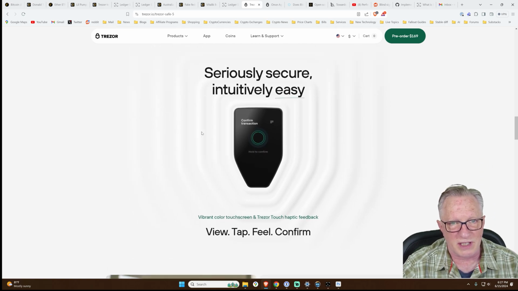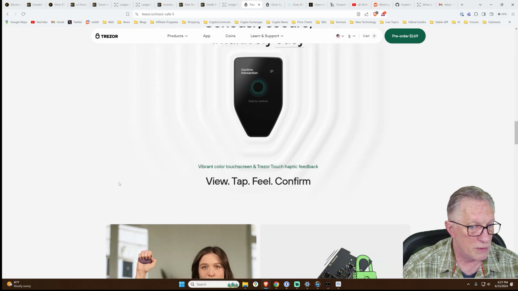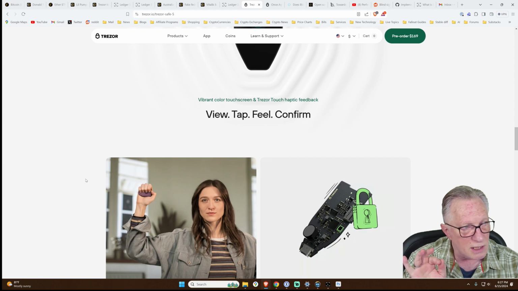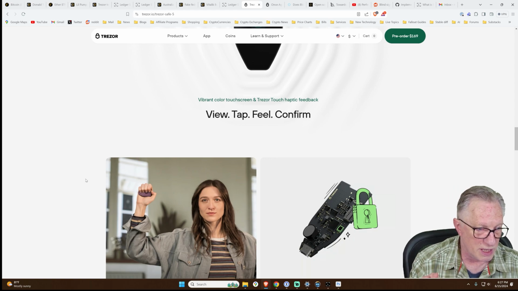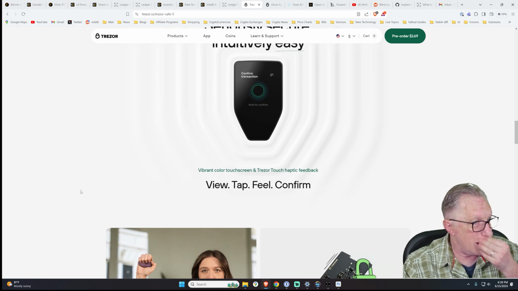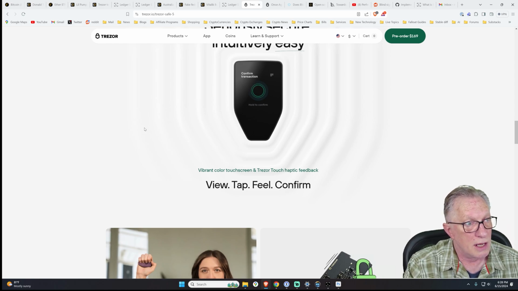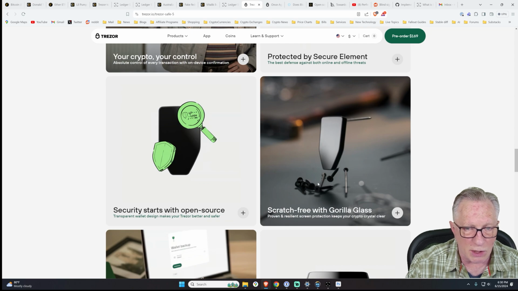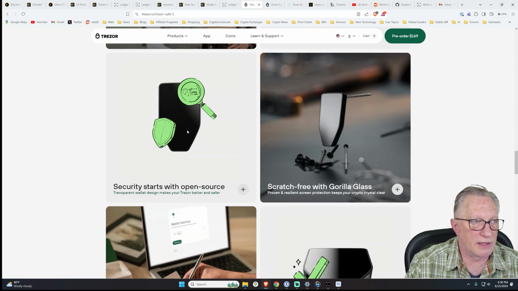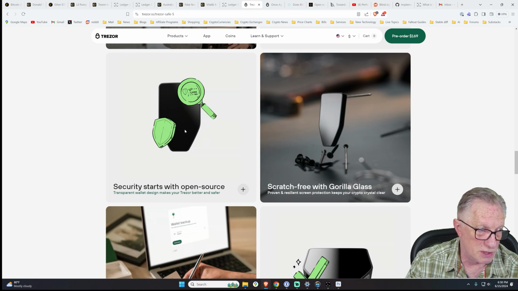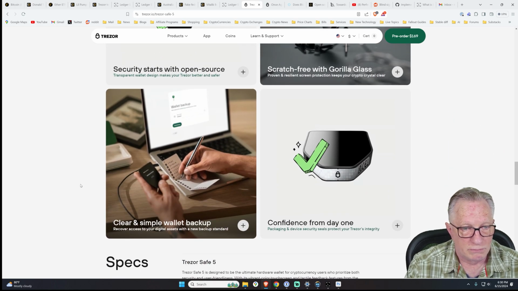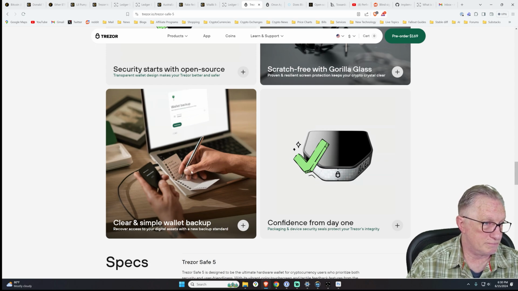So we've got very secure, intuitive, easy to use, right? I think this is the season of interface improvements. The Trezor is a watershed event in the crypto interface for the Trezor line, right? So they've got the secure chip element, okay? They've got Gorilla Glass. They're open source. They have a commitment to open source. And this is good. Clear and simple wallet backup.